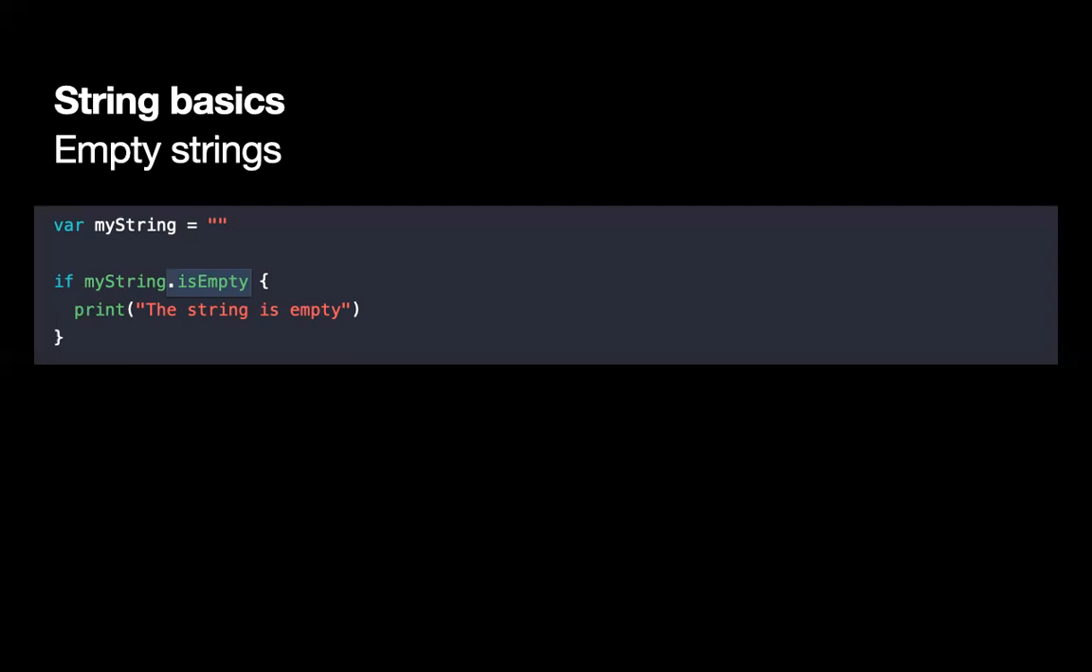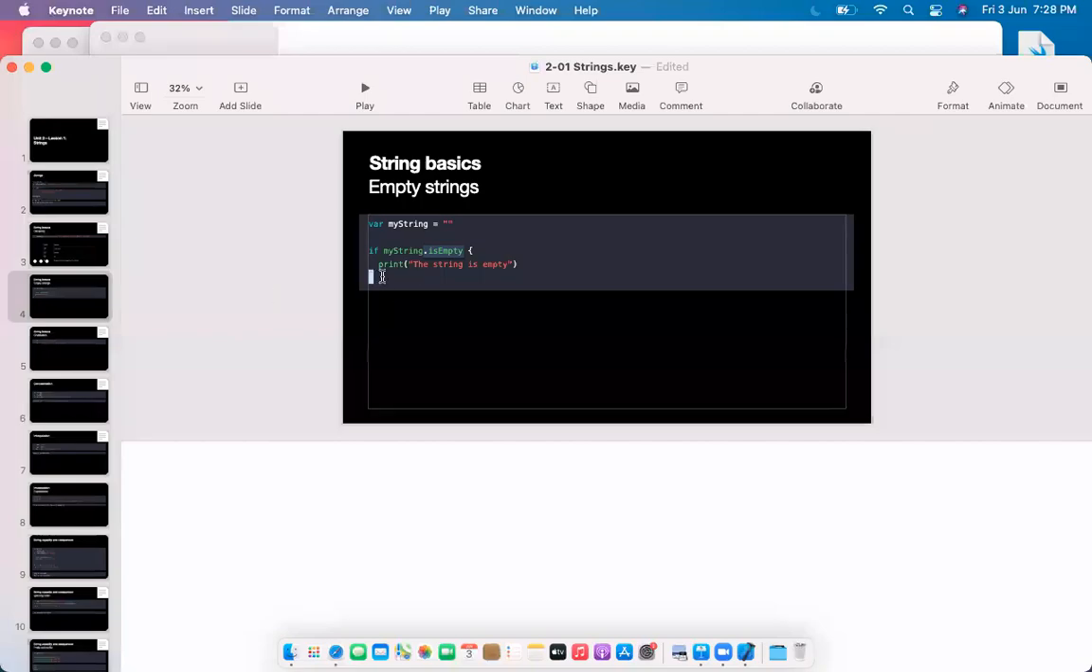That means if myString, whatever string name we have given here, dot isEmpty, that means here we are checking whether myString has any string value or not by the method called isEmpty. If we have written this code and it is empty, it will return the string is empty. So we will also check this on the playground.